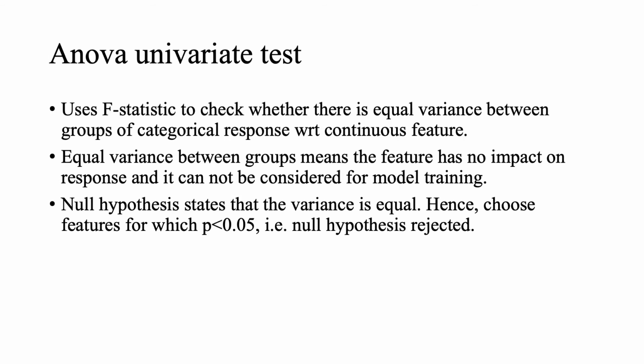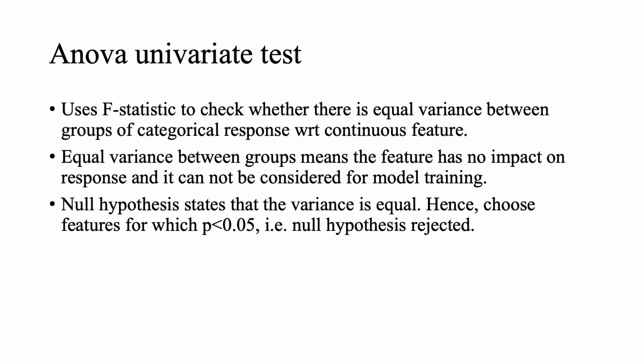Next, the ANOVA test computes the F statistic between each of the features and the binary outcome. It checks whether there is equal variance between the two groups of binary outcome, that is, asthmatics and non-asthmatics, with respect to the continuous features. Equal variance between groups would mean that the feature has no impact on the outcome and so should not be considered in the model development.